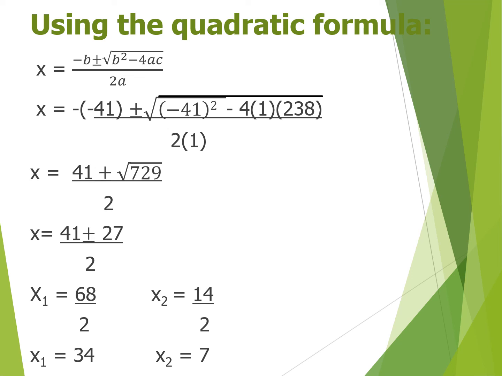So 41 plus 27 is 68. 68 over 2 equals 34. And the other one is 41 minus 27 is 14. 14 divided by 2 is 7. So we have two roots, or two values for x. The first one is 34 and the second one is 7.